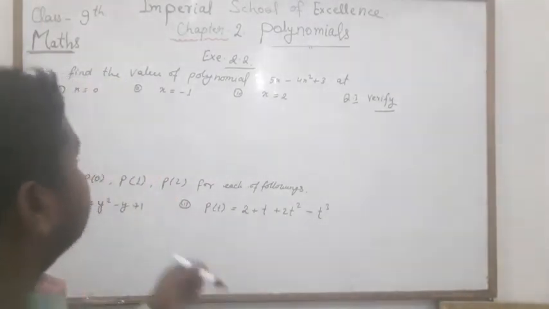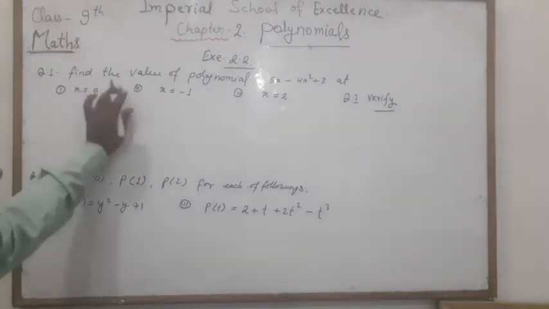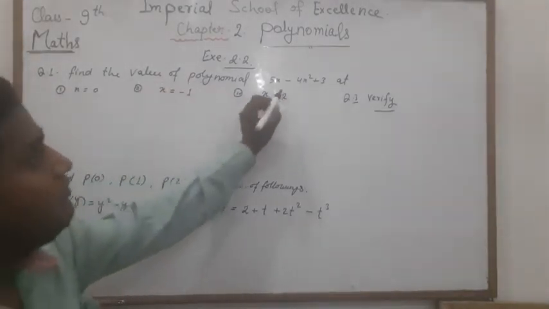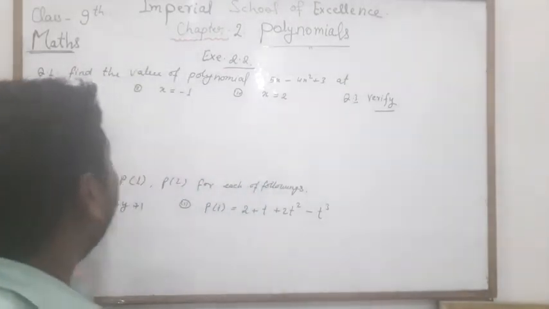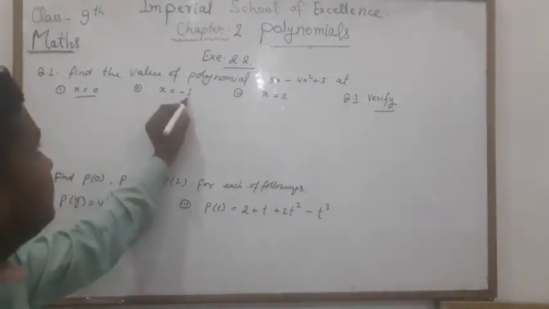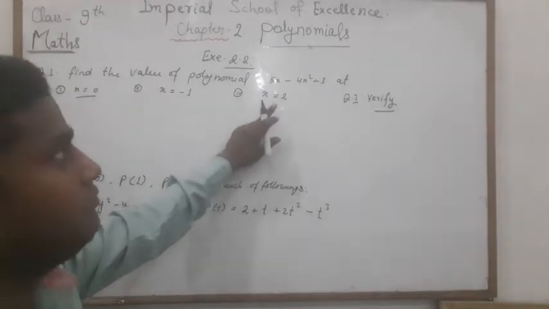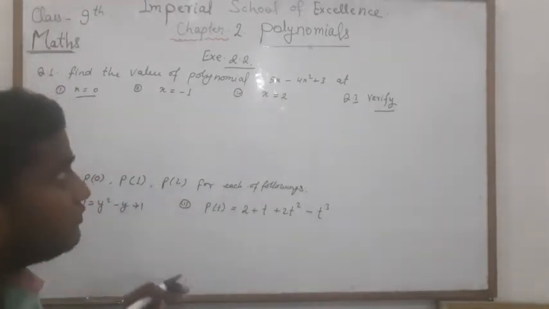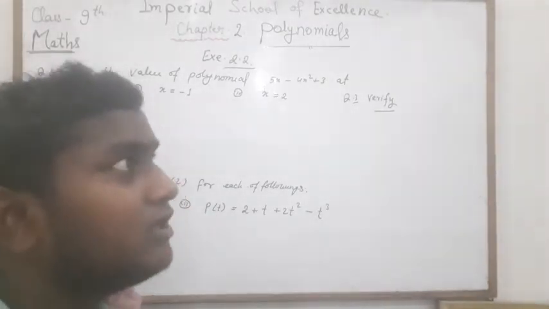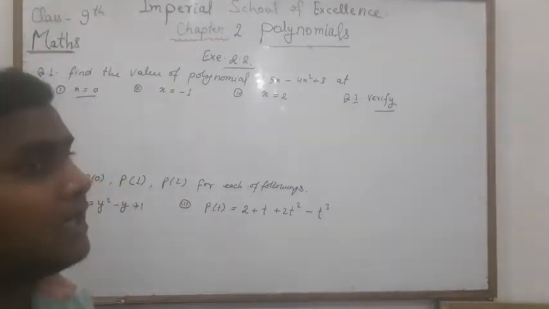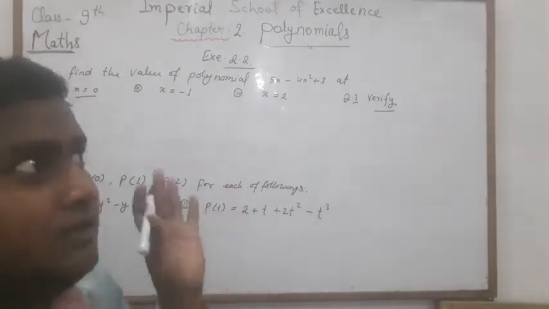So see, this question number 1 says: find the value of the polynomial 5x minus 4x square plus 3 at x equal to 0, x equal to 1, x equal to 2. Means here we have to find the value of this polynomial. So let's see how we will calculate the value of a polynomial at a given particular point.